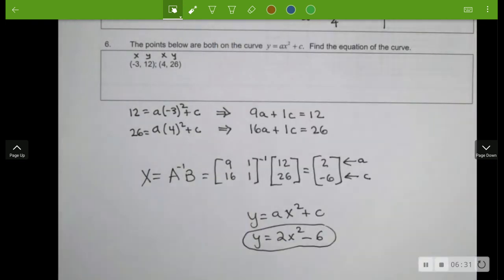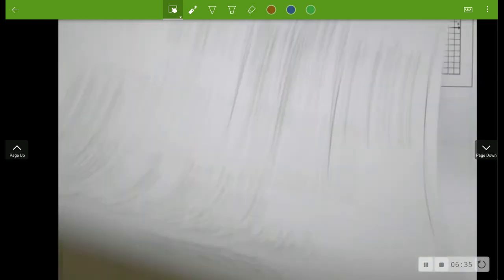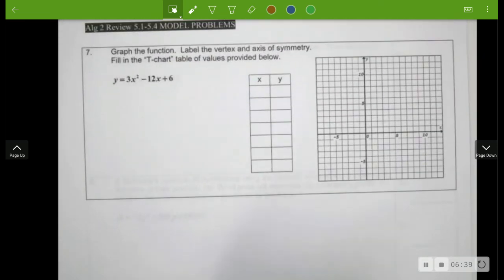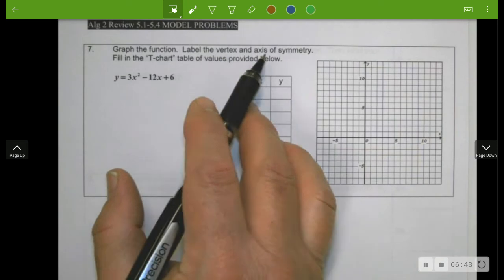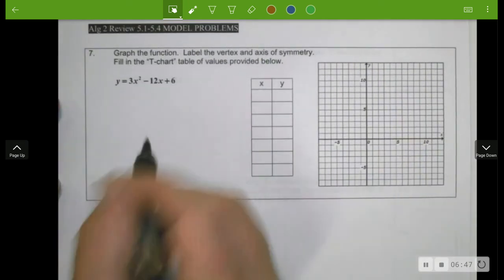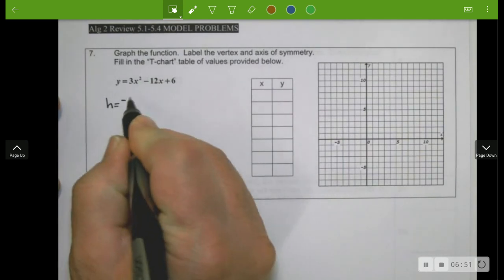All right, so that's problems 5 and 6. We'll see if we can get a few more in here. Okay, number 7, all we have to do is, let's see, graph this, label the vertex and the axis of symmetry. Well, this is given to us in standard form, and when it's given to us in standard form, you're going to find the first part of your vertex with a little formula.